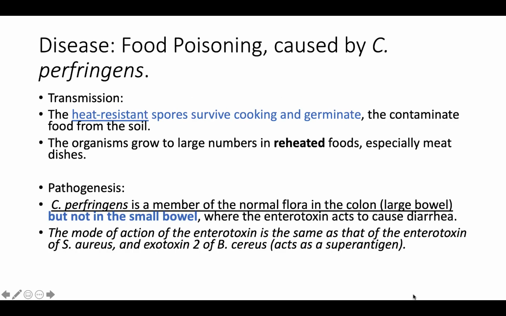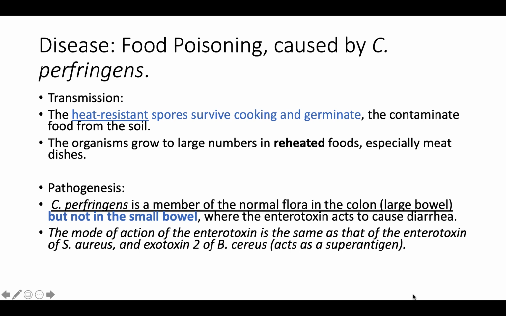Food poisoning caused by Clostridium perfringens: transmission. Heat-resistant spores survive cooking and they germinate. Obviously these are spores, you need an autoclave to kill them. So regular heat in cooking will not kill them. The organism will grow into large numbers in reheated food, especially meat dishes.